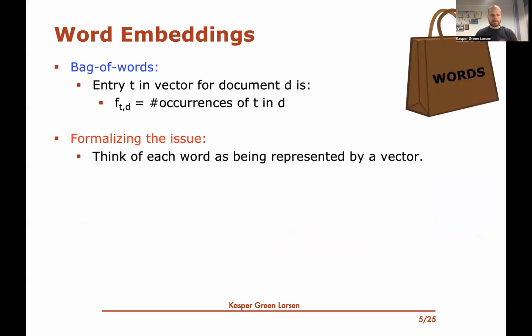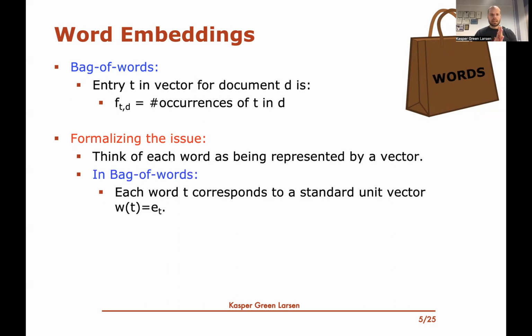So if we want to try and formalize this a little bit, let's look at this bag of words representation again, and let's see that we can also think about it in a slightly different way. Another way to think about the bag of words representation of a document is to say that every word in the dictionary is represented by a concrete vector. Now, in bag of words, what does this mean? Right, so what we say is that every word or term corresponds to a standard unit vector. So the vector corresponding to the word or term t is just the standard unit vector. This is a vector that has a 1 in coordinate t and zeros everywhere else, right? It just tells us what is the coordinate corresponding to this word.